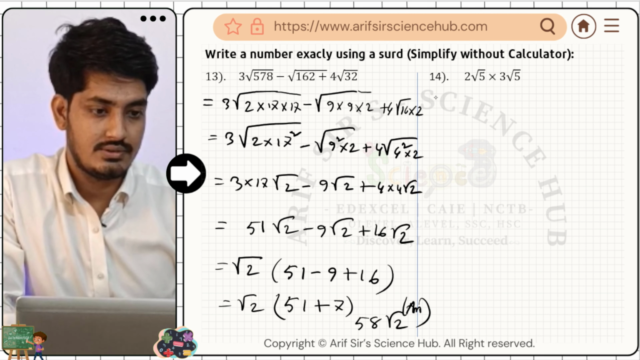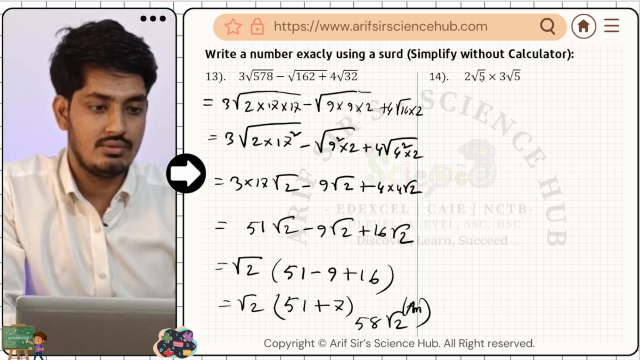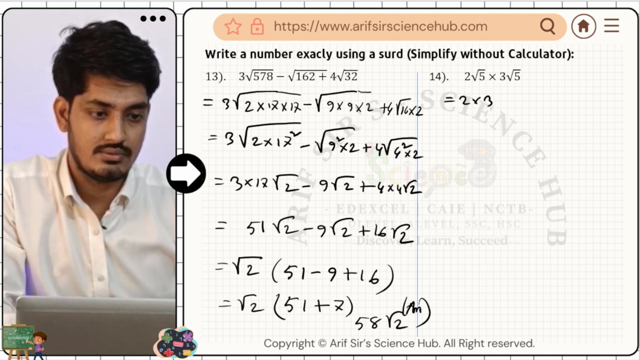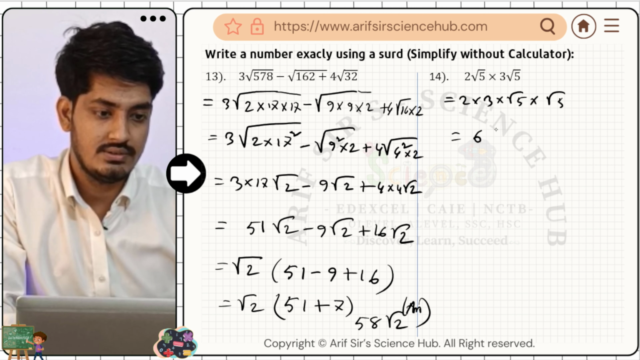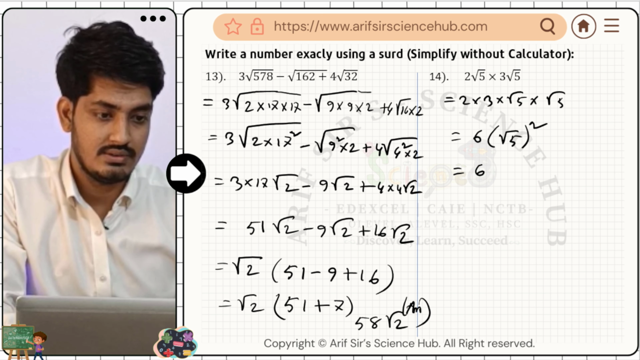Okay, let's solve this exercise 14. So here you can see 2 square root 5 into 3 square root 5. So we can make it like this: 2 into 3 into square root 5 into square root 5. So 2 into 3 is equal to 6, and we can just make this square root 5 square. We can bring this 5 out of the square root. That means 6 into 5, it should be 30. So that's the answer.